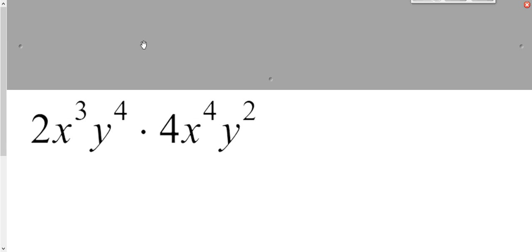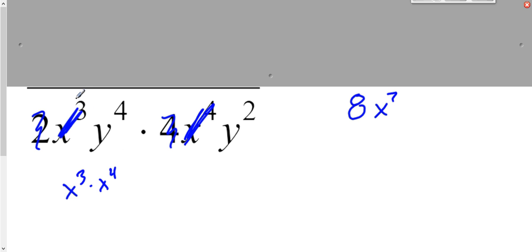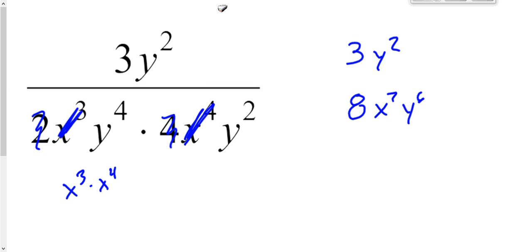Now we're going to worry about the bottom. 2 times 4 gives us 8. X to the third times x to the fourth gives us x to the seventh. Then y to the fourth times y to the second is y to the sixth. Now the bottom is as simple as it possibly can be.